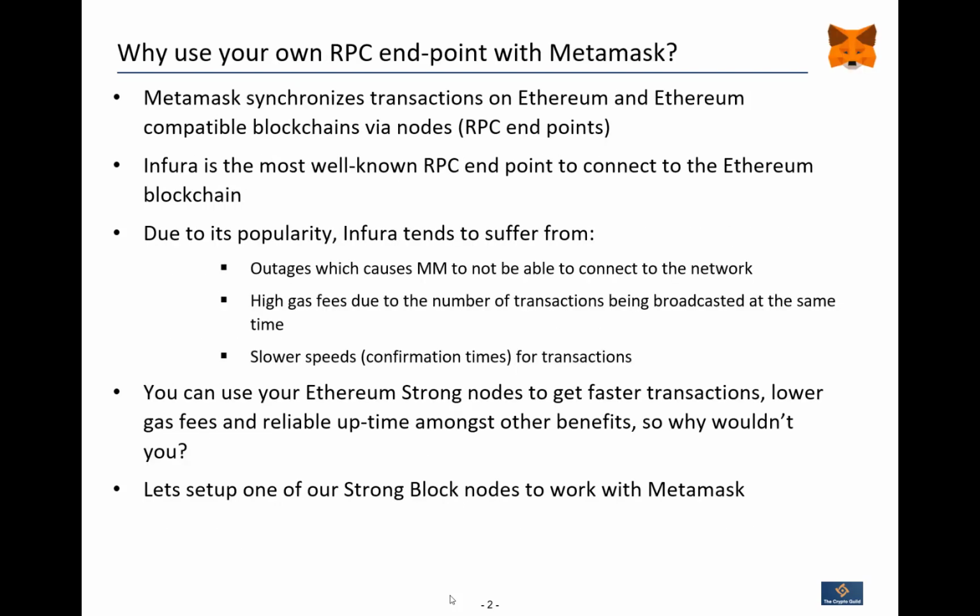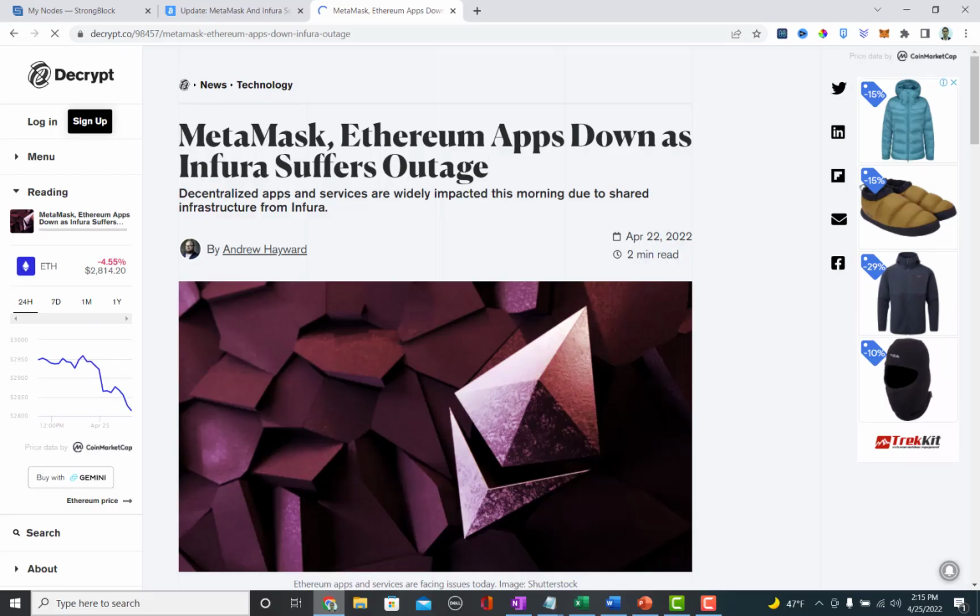So next up, why should we use our own node endpoints or RPC endpoints with Metamask? So Metamask essentially synchronizes transactions on Ethereum and Ethereum compatible blockchains via nodes, right, or RPC endpoints. Now, Infura is one of the more well-known RPC endpoints that the Ethereum network currently uses. However, due to its popularity, Infura tends to suffer from a number of issues, which include but are not limited to, they've gone down in the recent past as well. I believe it was just a few days ago. So they have outages, and this allows MetaMask not to be able to connect to the network.